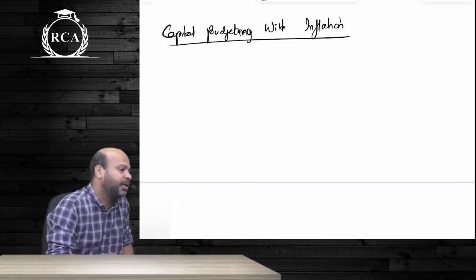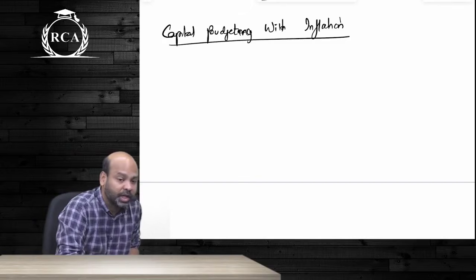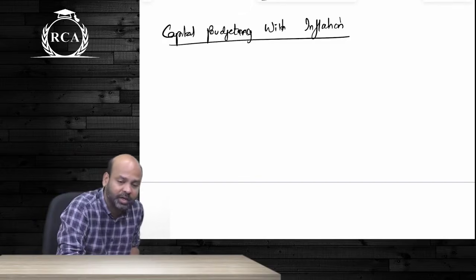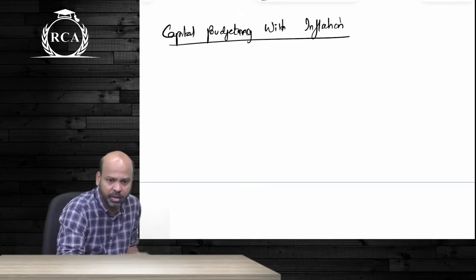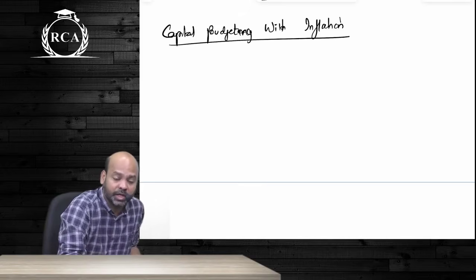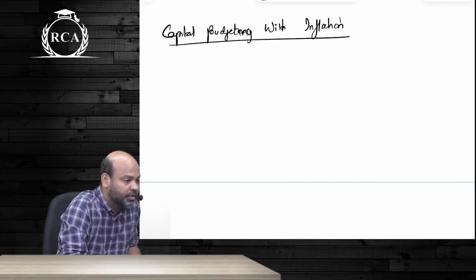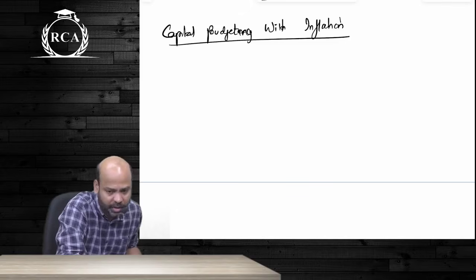So here, because the cash flows can change year after year on account of inflation, to arrive at the NPV, we can either discount real cash flows at real discounting rate, or you can discount nominal cash flows at nominal discounting rate. You either discount real cash flows at real discounting rate, or you discount nominal cash flows at nominal discounting rate.